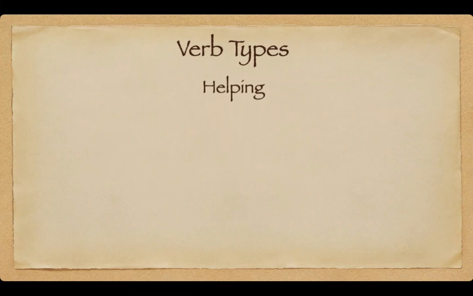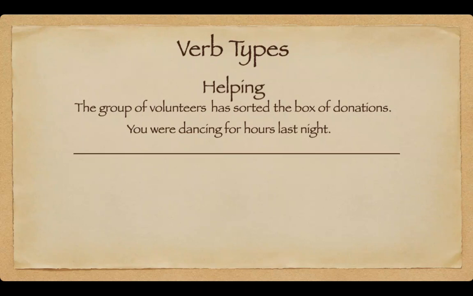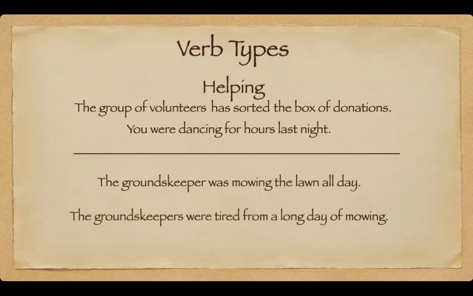Helping verbs are the third type of verb. These are added to the main verb to add tense to the meaning of the sentence. Take a look at this example. The group of volunteers sorted the box of donations. The main and only verb here is sorted. However, we often see helping verbs like this one, has. Here's another sentence that shows a helping verb, were, located just before the action verb, dancing. Here are two more examples. In the first sentence, the verb was is helping the main verb, moving. In the second, the verb were is linked to the description, tired.